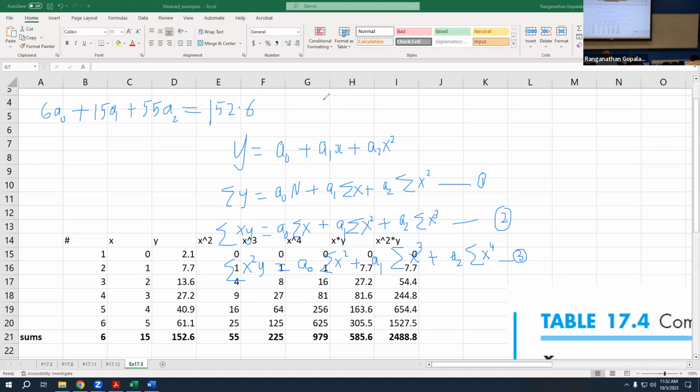Kindly look at this and tell me if you are not able to understand where these four coefficients came from. Make sure you understand it at this step. The first 6 is the n value, correct? 6A0 is that first n value. Sigma x is 15. Sigma x squared is 55. And then sigma y is 152.6. Please do this for the next two equations.